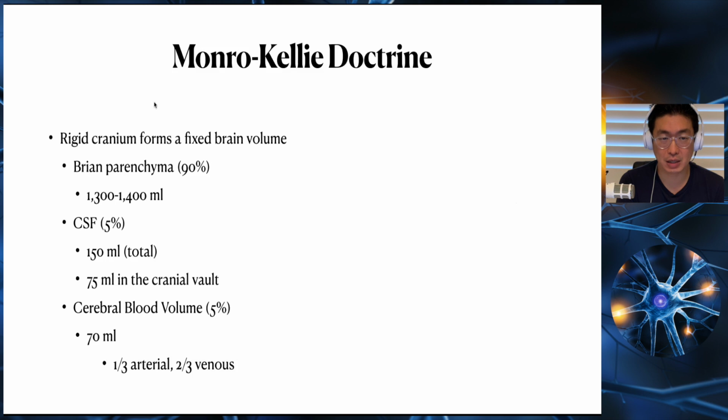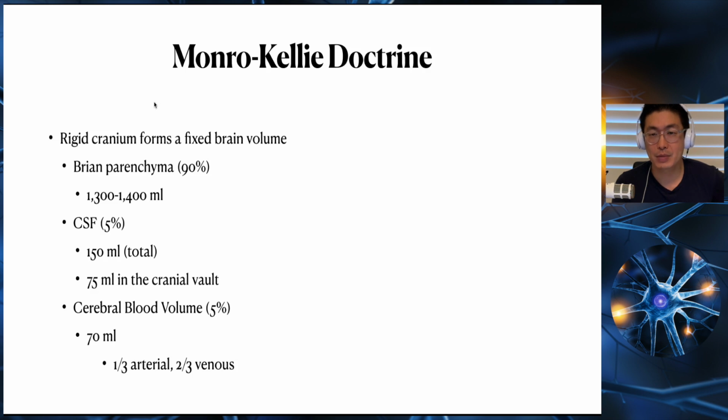Now, before we do that, I just want to summarize. So in the rigid cranium, you've got brain parenchyma, you've got CSF, and you've got cerebral blood volume. Brain parenchyma actually is 90%, CSF 5%, and cerebral blood volume 5%. Of that 70 mils, 1/3 is in the arterial system and about 2/3 in the venous system.